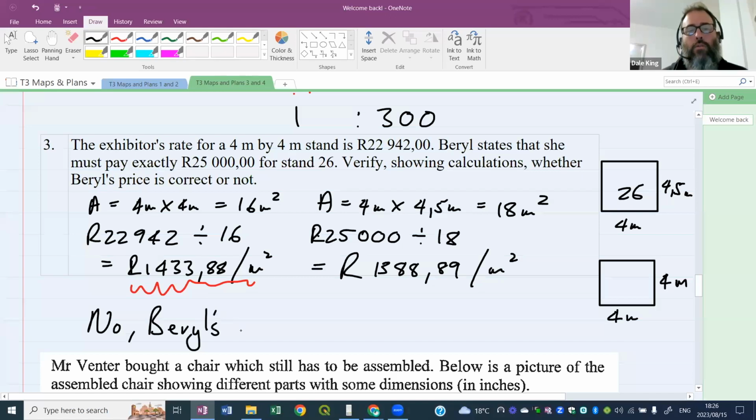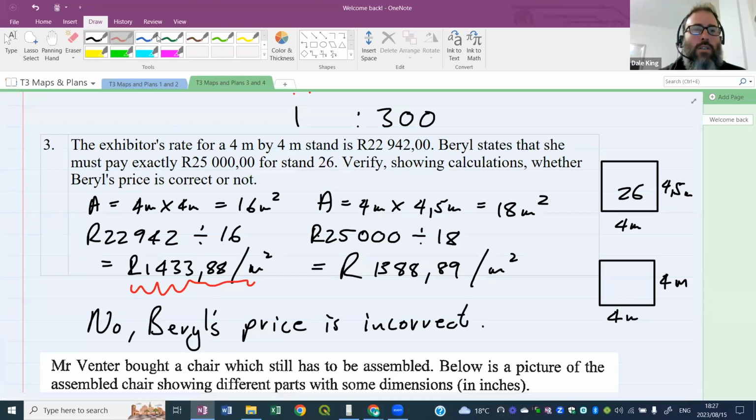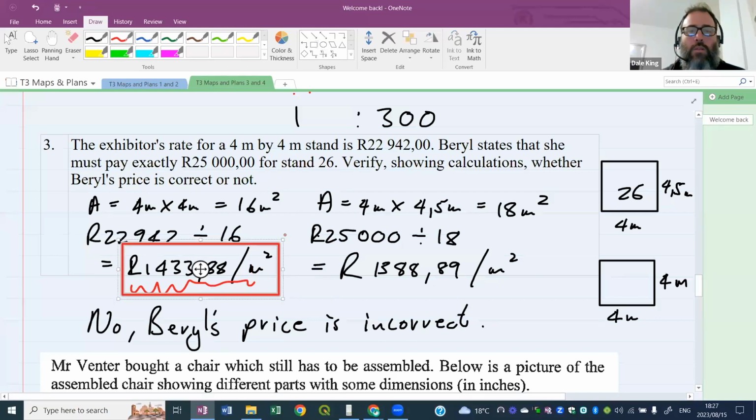Beryl's price is incorrect. You can even say lower than what it should be. All right. Now, Fatima has done something interesting. I think what Fatima did was take this per square meter value and multiply it by 18, because if Beryl should be getting the same per square meter price.